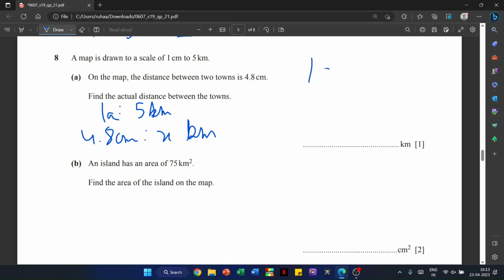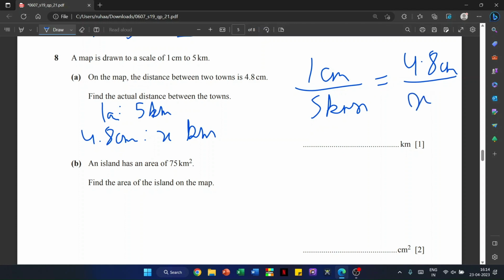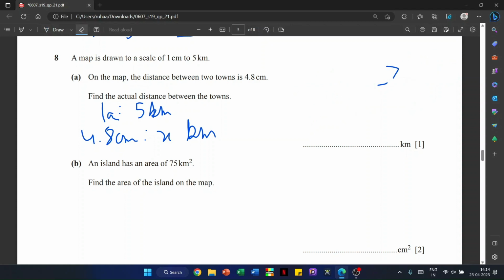This can be written in a fractional form as well. And so to find the value of x, we just multiply these. So it will be x is equal to 4.8 into 5. Now we need to find out what 4.8 into 5 is. So the actual distance is 4.8 into 5.